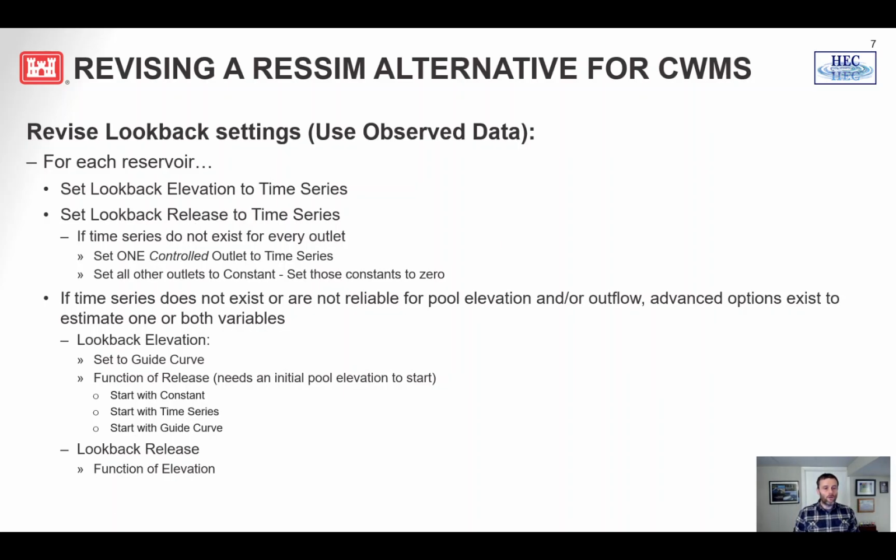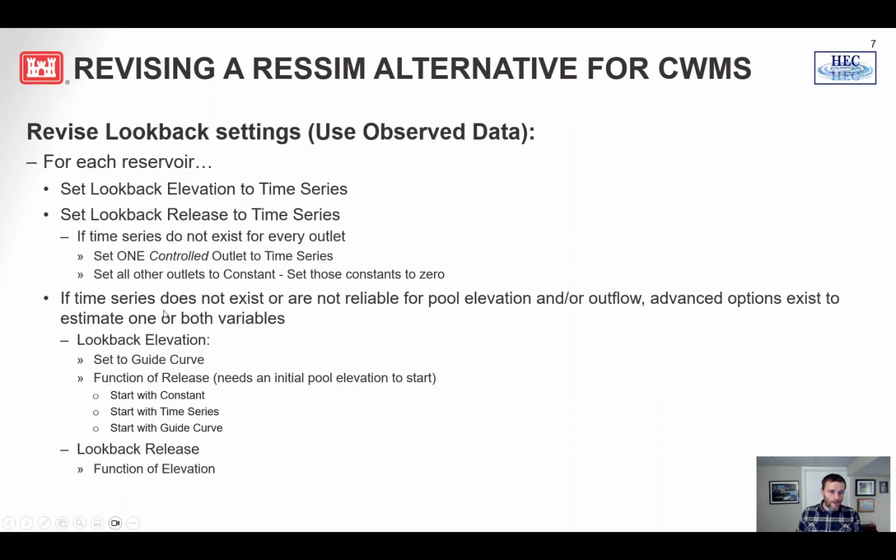Now, not all offices archive or compute releases for every single outlet. They might just have a composite, the total release from the project. But your ResSim model might have all of those outlets in there. If that's the case, just pick one of the controlled outlets that could represent enough of the outflow from that project and use that as your time series, and then set all of your other outlets to 0. I'll show this as an example here in a second.